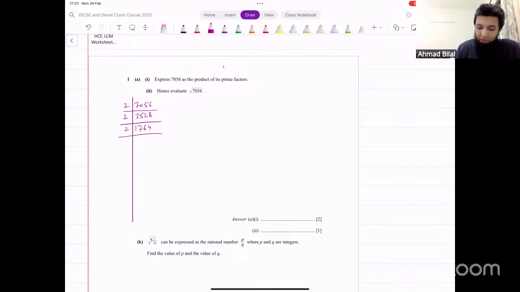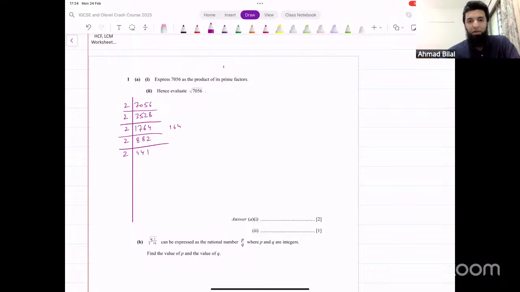Okay, let's divide by 2 again. 1764 divided by 2. 17 divided by 2 will be 8 point something. So we start with 8 here. That leaves us with 164. 164 over 2 will be 82. So 882. Okay, we can still divide by 2. 88 over 2 is 44, and then 2 over 2 is 1. So 441. Now we cannot divide by 2 anymore.